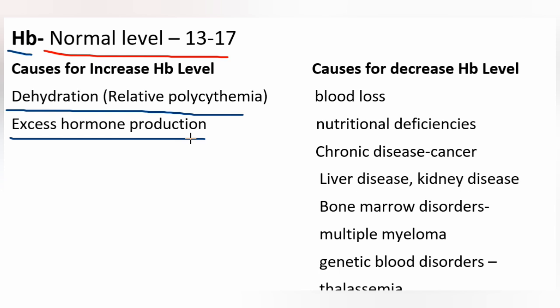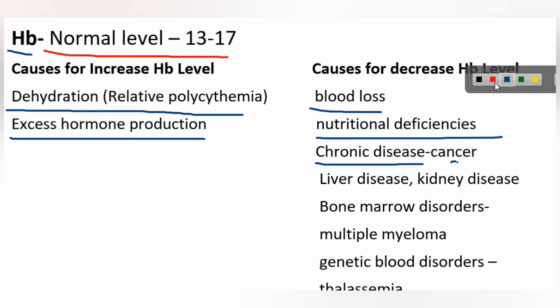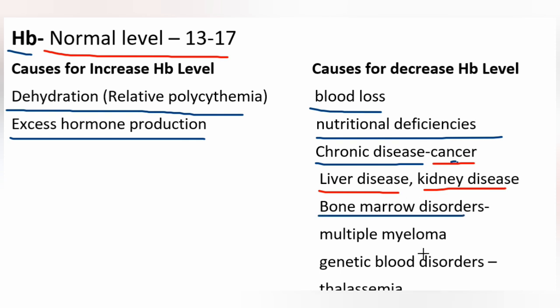Causes for decreased hemoglobin level: blood loss, nutritional deficiencies, chronic diseases like cancer, liver disease, kidney disease, bone marrow diseases or disorders, for example multiple myeloma, and genetic blood disorders like thalassemia.